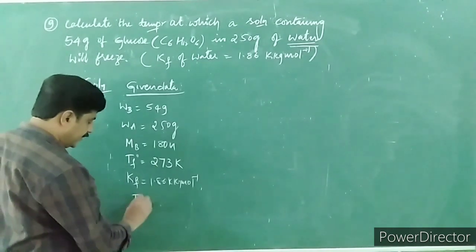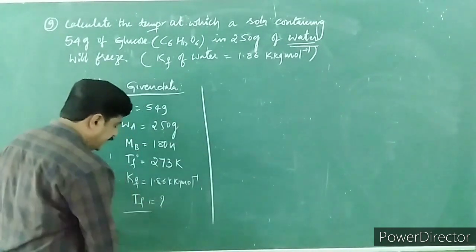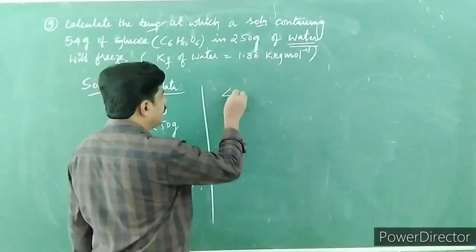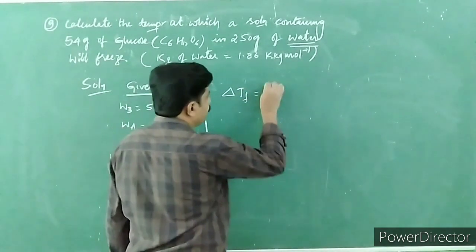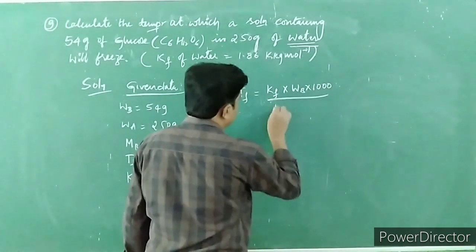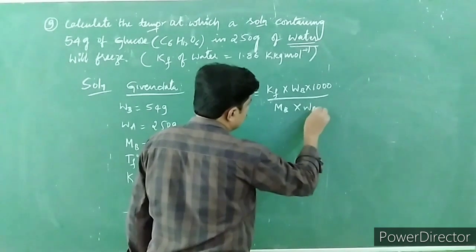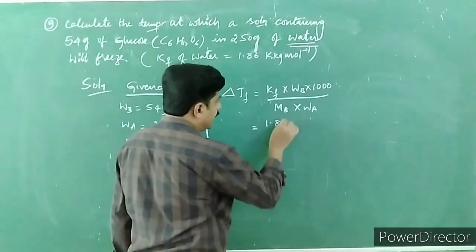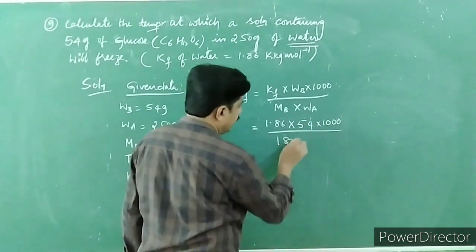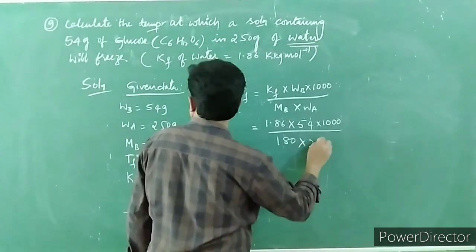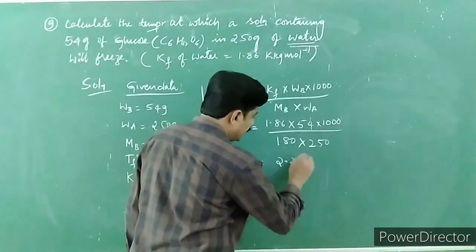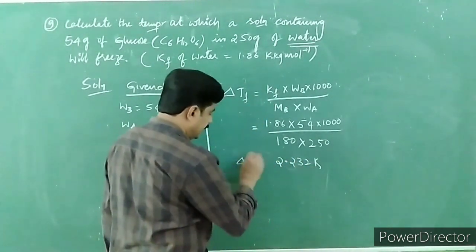Now what are they asking? They are asking to find out Tf. Children, to find out Tf, you should know delta Tf, or that depression in freezing point. Now you know the expression: delta Tf is equal to Kf into WB into 1000 upon MB into WA. Now I'll substitute the value. Kf is equal to 1.86, WB is equal to 54 grams into 1000 upon MB is equal to 180, and WA is equal to how much? It is 250 grams. Now children, if you simplify that, you are going to get 2.232 Kelvin. This is delta Tf.